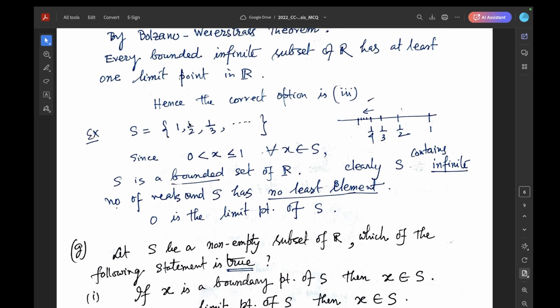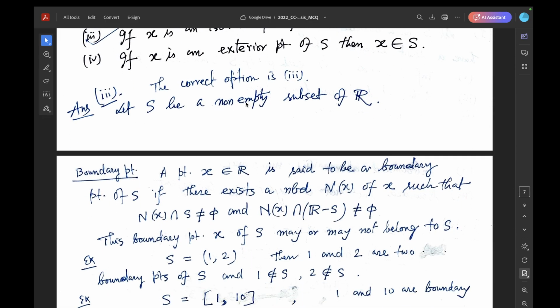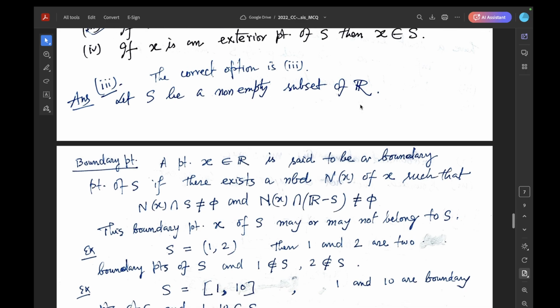Consider the previous example, 1, 1 by 2, 1 by 3, and so on, with 0 less than x less than or equal to 1. This bounded set clearly contains an infinite number of real numbers and S does not have a least point. Next question. Let S be a non-empty subset of real numbers R.